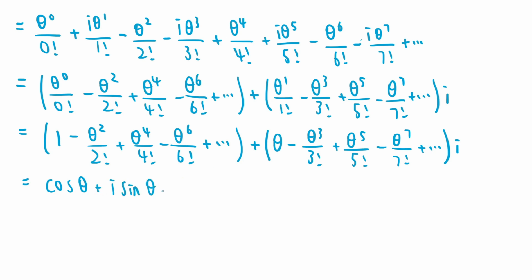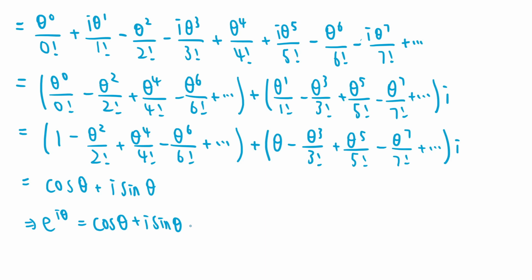And look, that's exactly what we were trying to prove. We started with e to the power of i theta, and we ended up with cosine of theta plus i sine of theta as our expression. And this shows that e to the power of i theta is equal to cosine of theta plus i sine of theta, because we started off with e to the power of i theta, and after applying some algebra and Taylor series, where each step along the way the expression was equal to the previous expression, we ended up with cosine of theta plus i sine of theta.